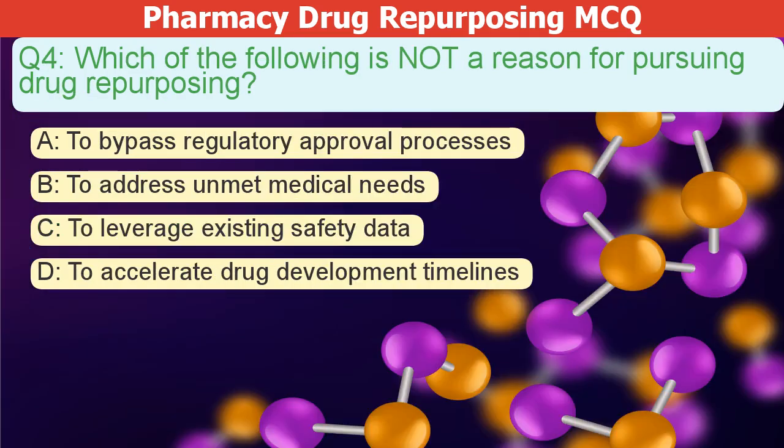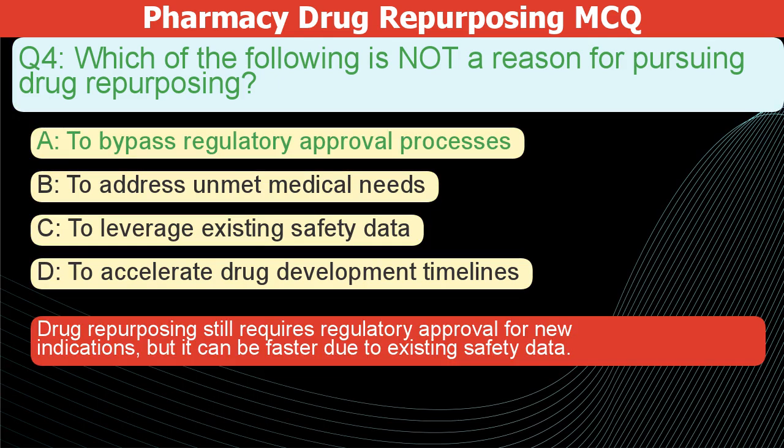Which of the following is not a reason for pursuing drug repurposing? A. To bypass regulatory approval processes. B. To address unmet medical needs. C. To leverage existing safety data. D. To accelerate drug development timelines. The correct answer is A.